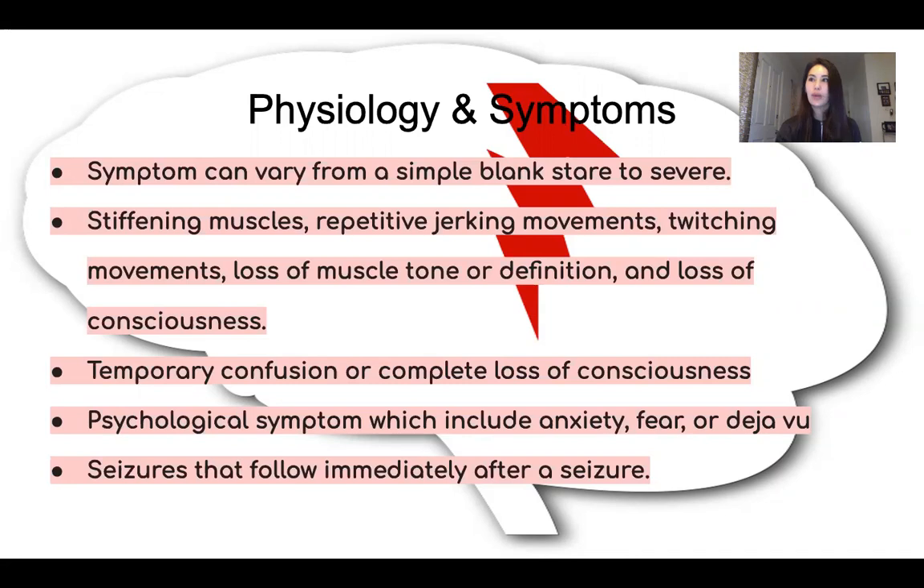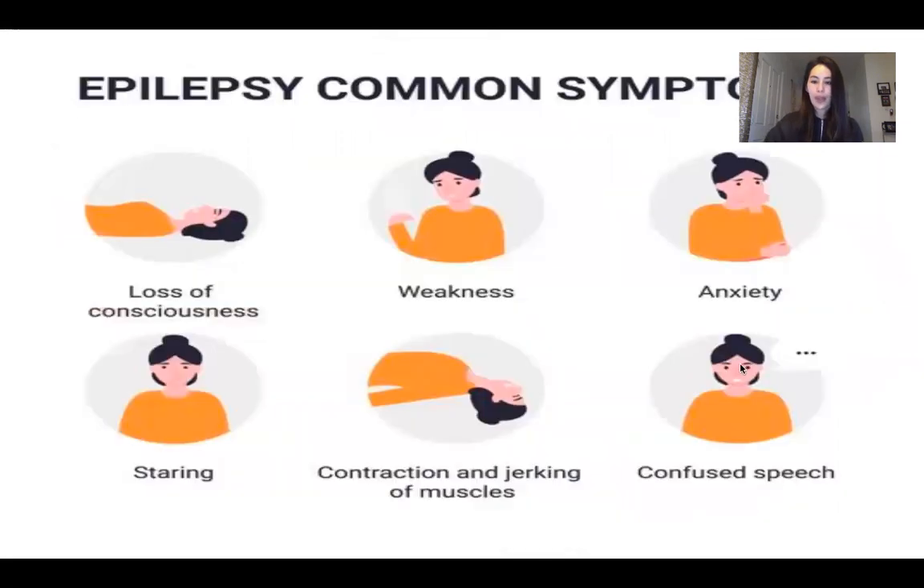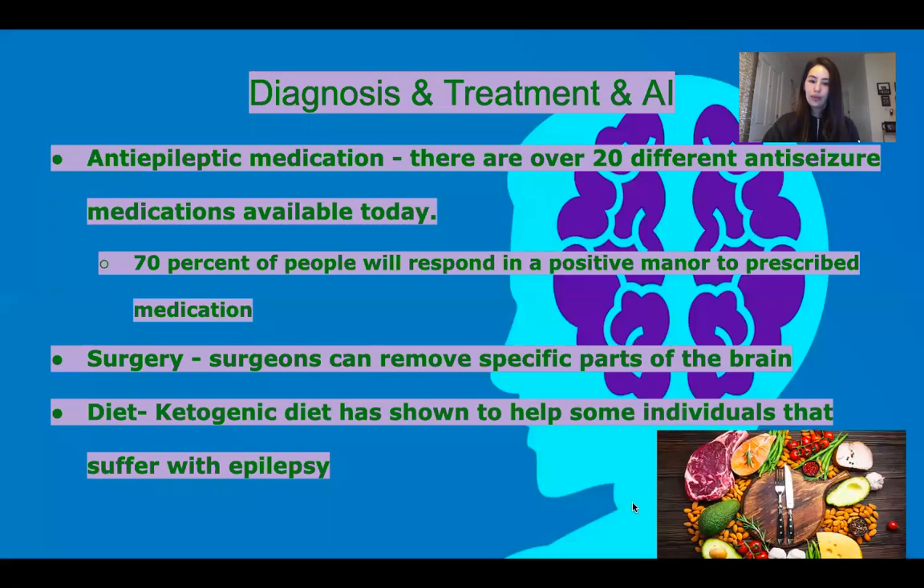So they'll wake up and be like, what happened? Again, anxiety, fear, deja vu, feeling like you're in a dream, that you've been here before. These are all very common symptoms as well. And then there are seizures that are like earthquakes. They have these big seizures, and then there are small aftershock seizures that follow afterwards. These are just symptoms. Obviously, you can see the weakness of the muscle, contractions and jerkings of muscles, confused speech as well.